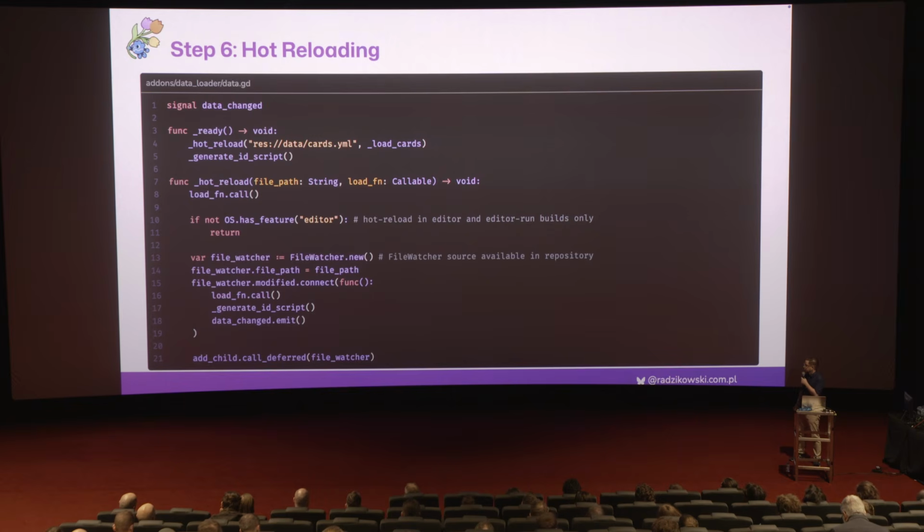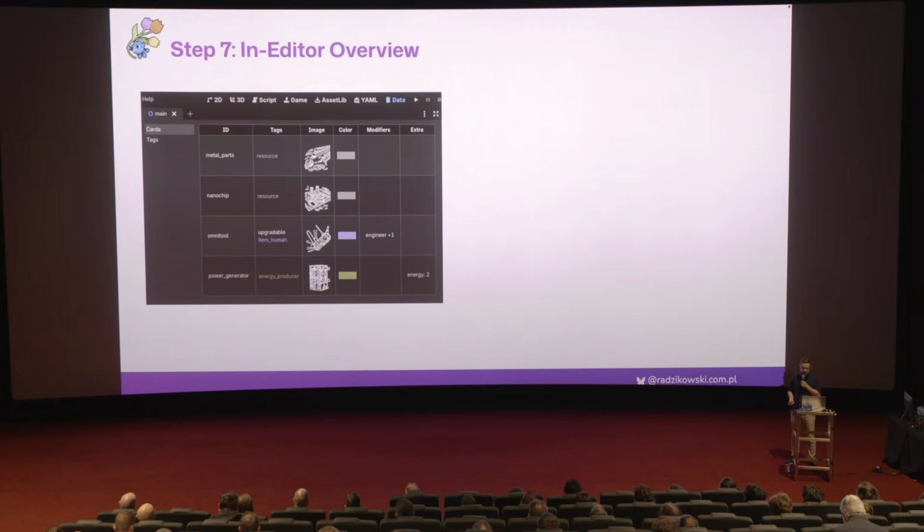That's totally possible. The file watcher is a separate script that's too long to put here, but I will link the GitHub at the end. And every time we detect that a YAML file was modified, we just reload the data, we reload the ID script, and we send a signal to notify about it, so we can react in different parts of the code. Okay, and last thing, cherry on top: YAML is scary and technical and so on, and doesn't render our images, so let's just do it ourselves.